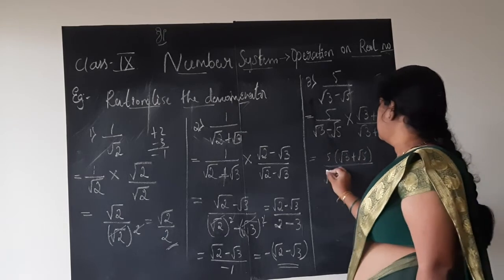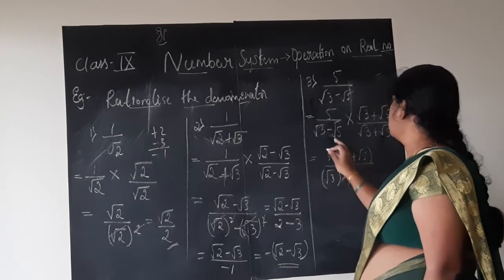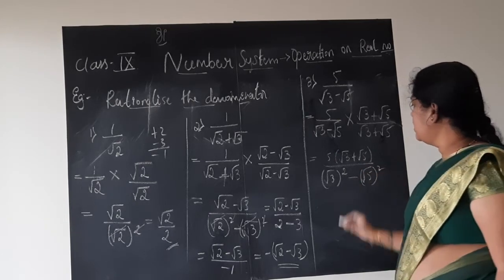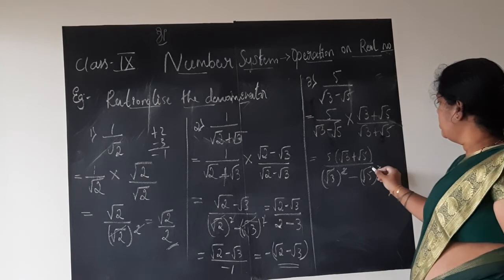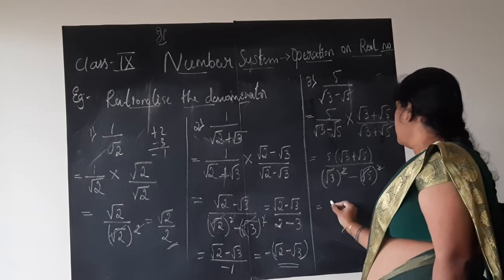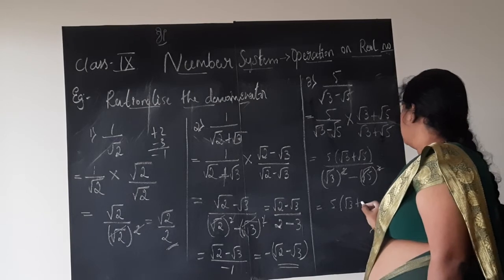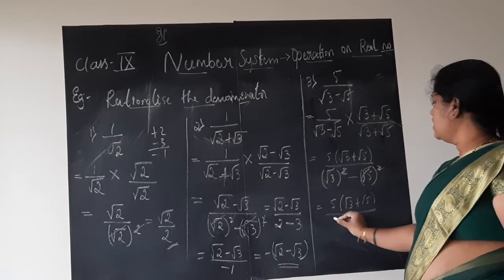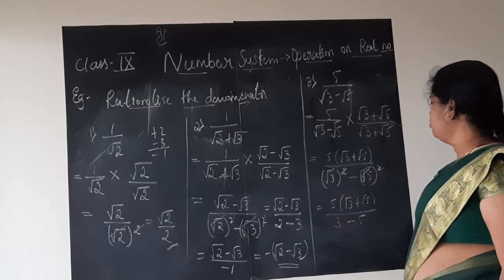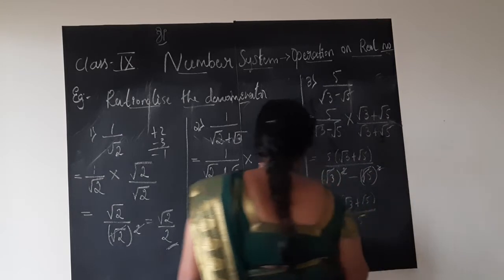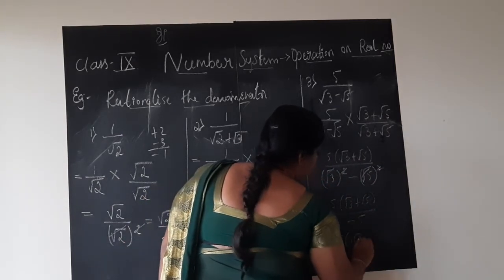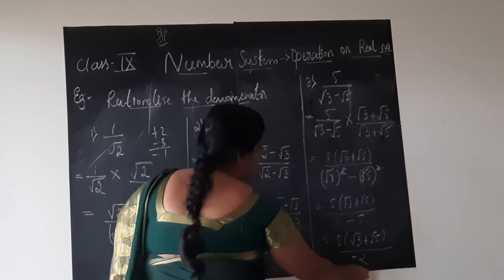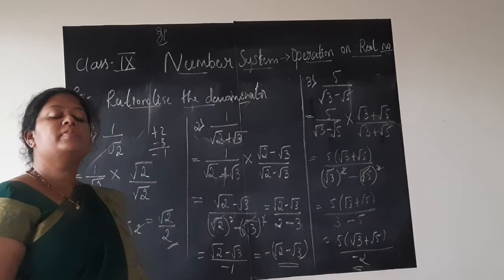Now apply square root separately. Square root 3 whole square, minus into plus is minus, square root 5 whole square. Here the square and square root will get cancelled. The numerator cannot simplify. Write it as it is: 5 into square root 3 plus square root 5. Square root cancelled means you are left with 3 minus 5. So what is 3 minus 5? Minus 2. 5 into square root 3 plus square root 5 divided by minus 2. Further it cannot simplify. You can leave it as it is.